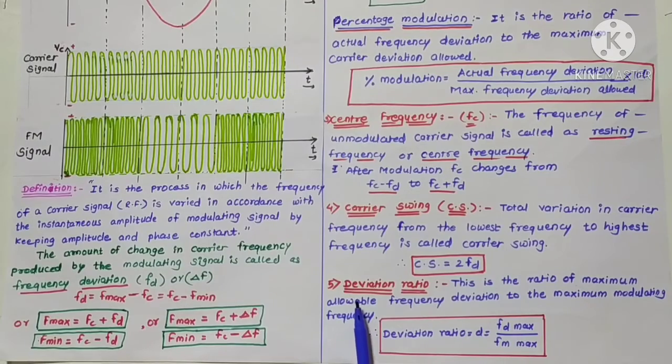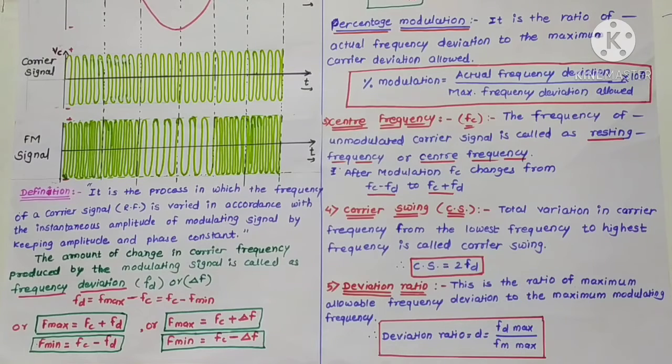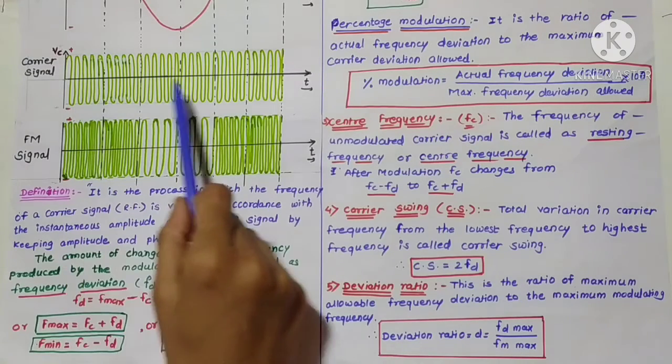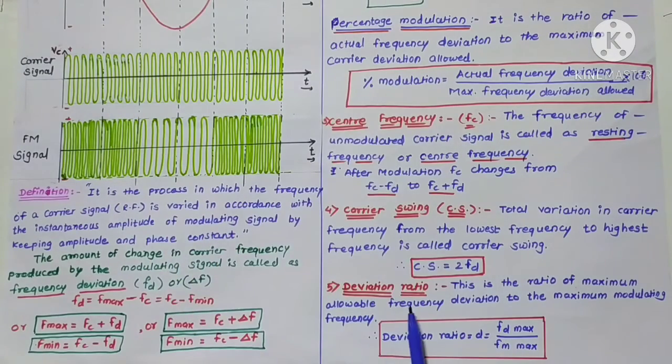Now, next is the deviation ratio. As we know, the change in the frequency is called delta F or frequency deviation. This frequency deviation is nothing but the amount of change in the carrier frequency produced by the modulating signal. So, this deviation ratio is the ratio of maximum allowable frequency deviation to the maximum modulating frequency. Okay, students, and it is denoted by letter D. Deviation ratio D is equal to Fd max upon Fm max.